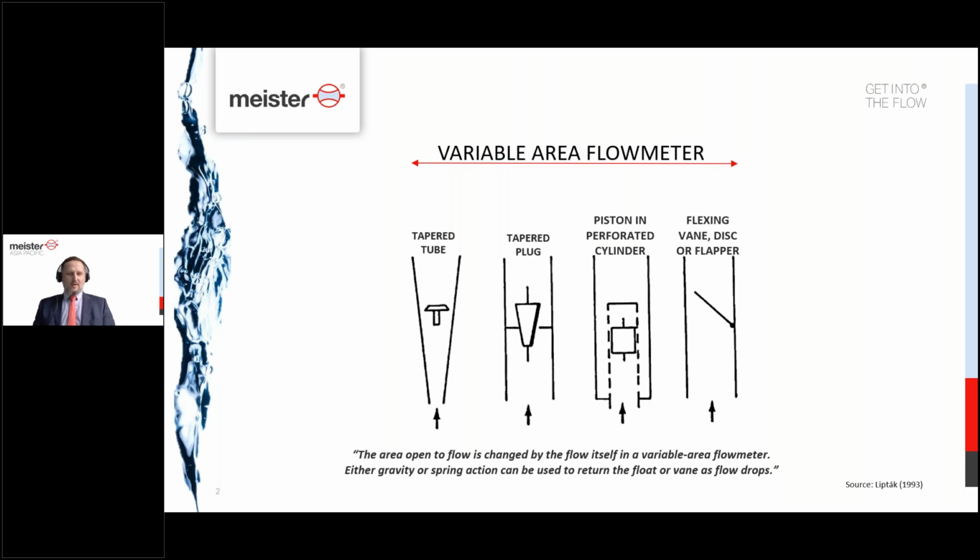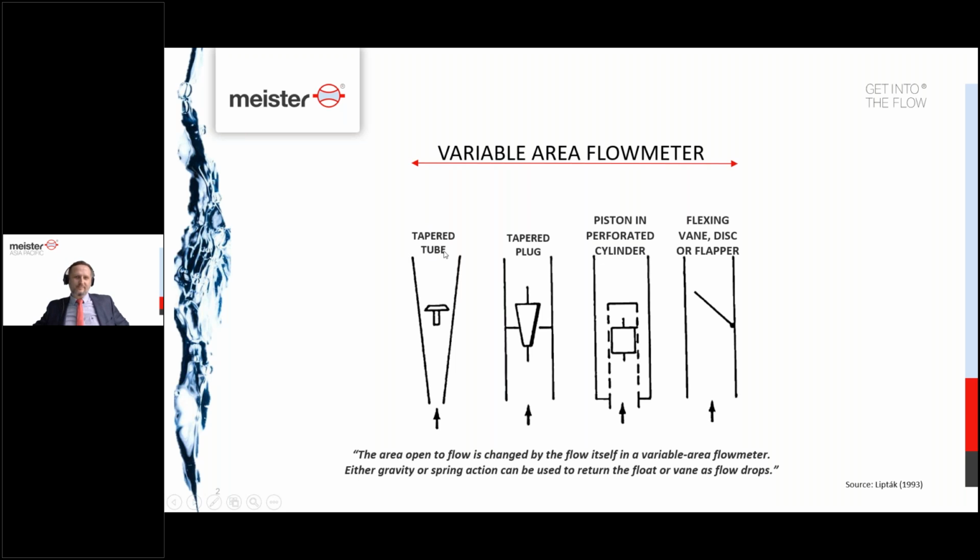Here I like to quote Mr. Liptak, where he says that the area open to flow is changed by the flow itself in a variable area flow meter. Either gravity or spring action can be used to return the float or vane as the flow drops. So that is one possible definition of a variable area flow meter. Different people would have different definitions, and indeed many people have a quite different understanding of what actually are variable area flow meters.